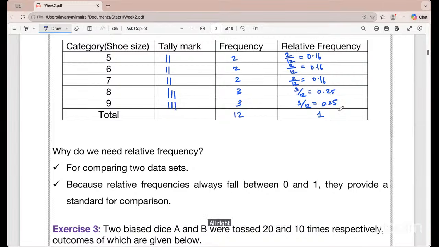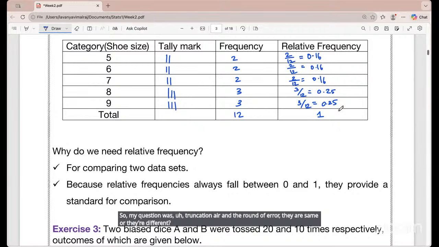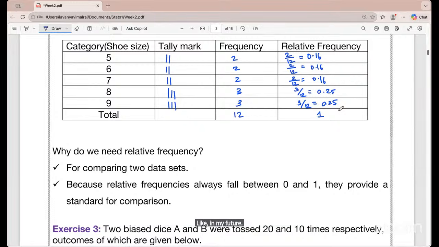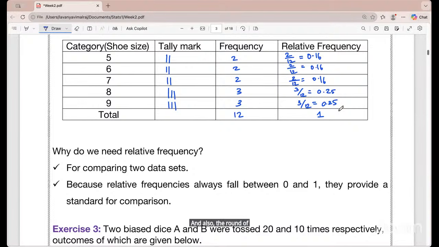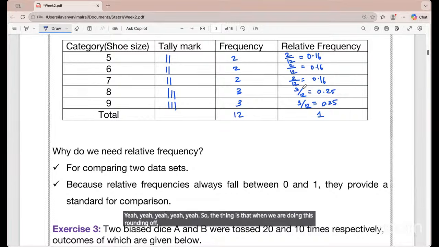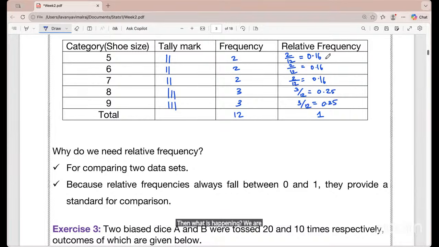So my question was, are truncation error and round-off error the same or different? Like the truncation error that you mentioned right now, which is happening here, and the round-off error we learned there, are they the same thing? Yeah, the thing is that when we are doing this rounding off, we are just leaving out some of the decimal values. Yes, they are the same.